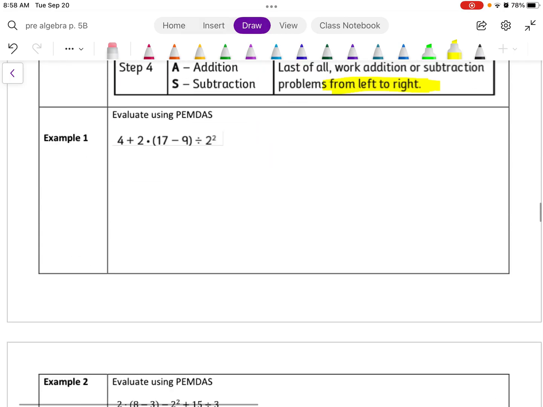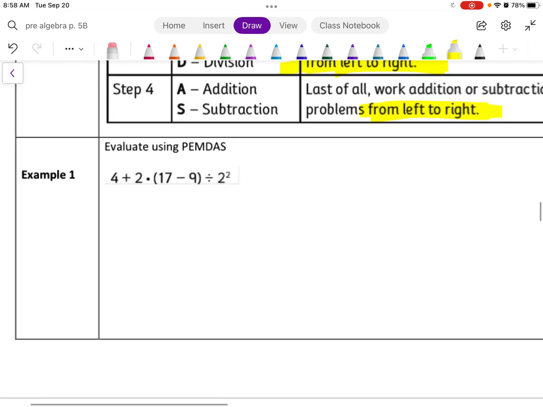Okay, all right. So evaluate using PEMDAS. 4 plus 2 times the quantity of 17 minus 9 divided by 2 squared. So we have to do 17 minus 9 first. So 17 minus 9 is 8. Okay, so we did our parentheses. Now we look for exponents, and I see we have 2 squared. Well, 2 squared means 2 times 2, which is 4.